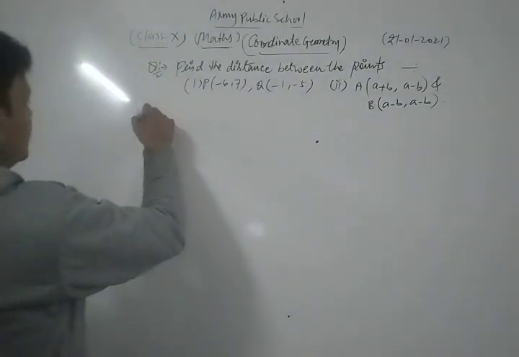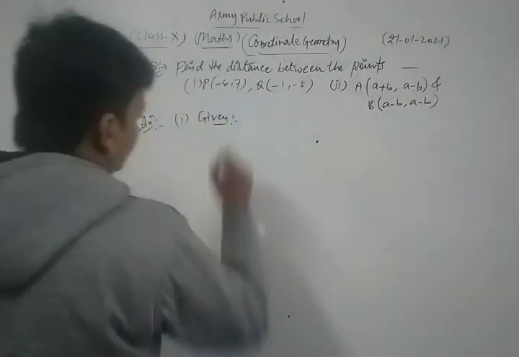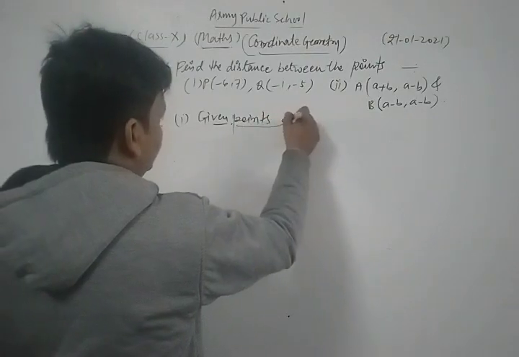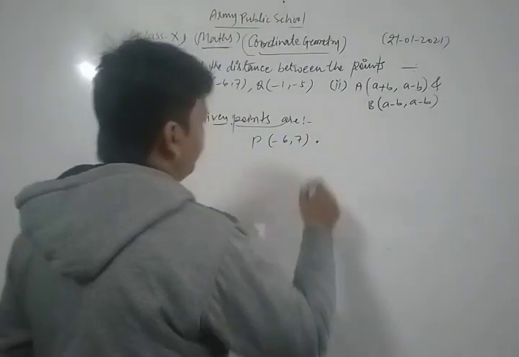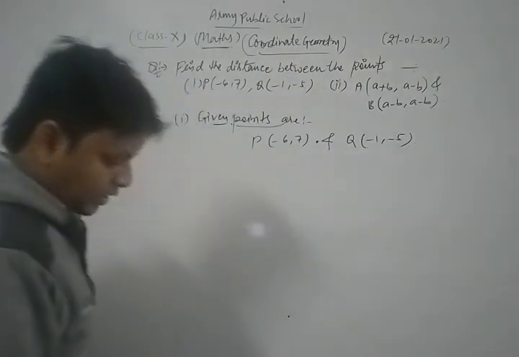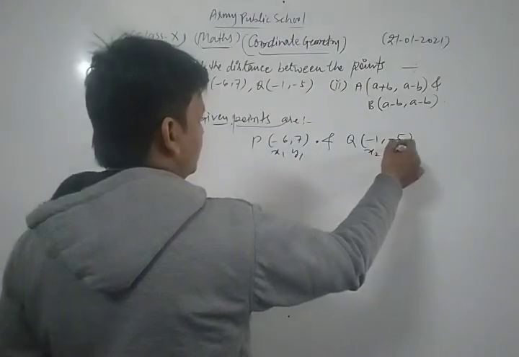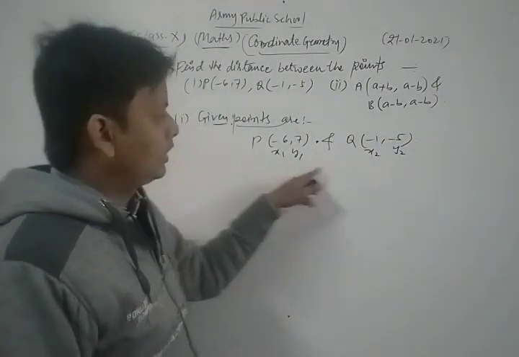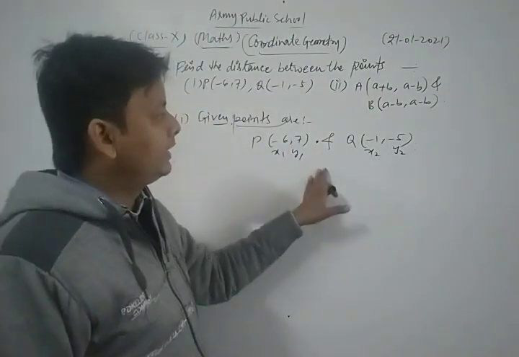Now we take and solve the first part of this question. First of all, we write the given points. P is minus 7, minus 6, 7, and Q is minus 1, minus 5. Now we take as x1, y1 and x2, y2. Now we apply the distance formula.